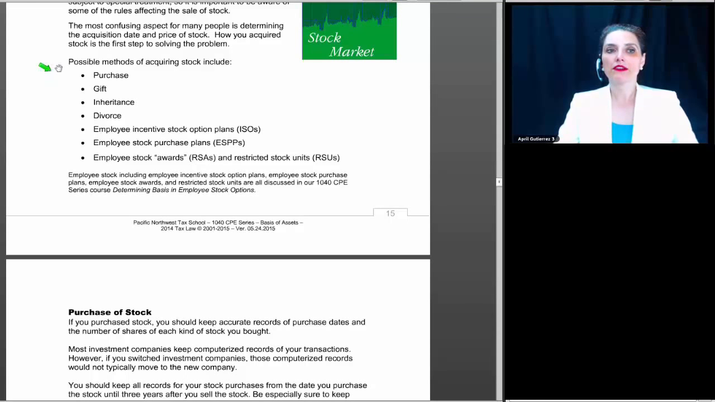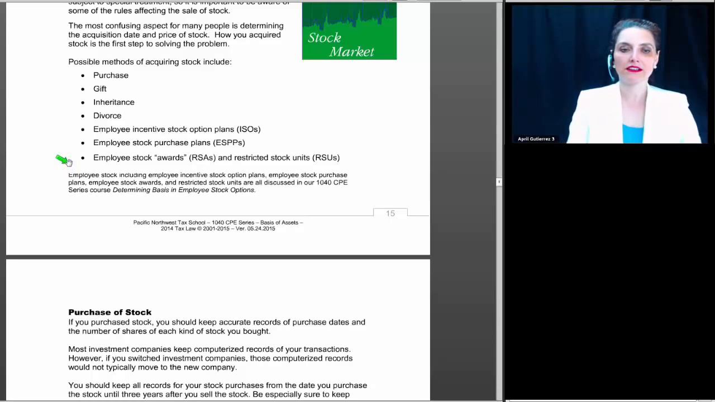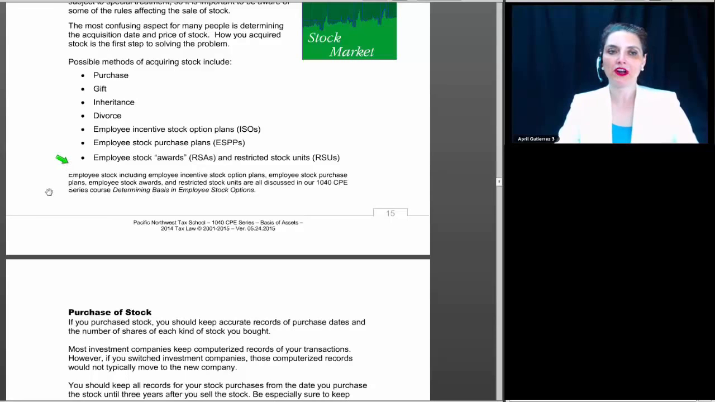Possible methods of acquiring stock include purchase, gift, inheritance, divorce, employee stock purchase plans, employee incentive stock option plans, employee stock awards, as well as restricted stock units. Now, employee stock options, these categories here, ISOs, ESPPs, RSAs, and RSUs, I'm going to be covering those in this afternoon's class, and that class is called Determining Basis in Employee Stock Options. So I'm not going to be focusing on those today, but we are going to look in general at just a basic stock that you hold that you've purchased or acquired through inheritance or from divorce.